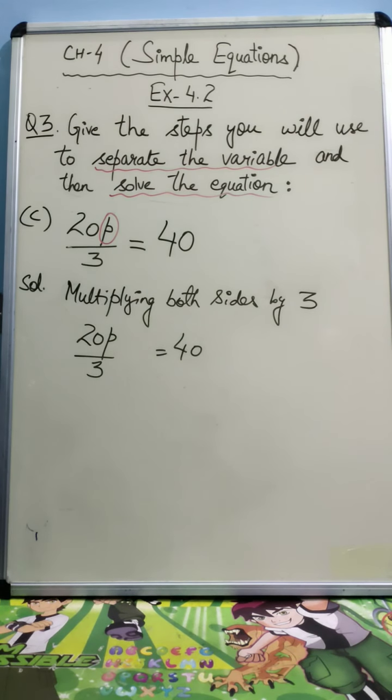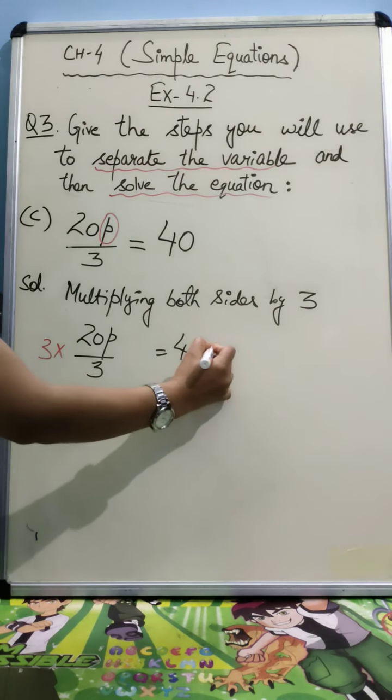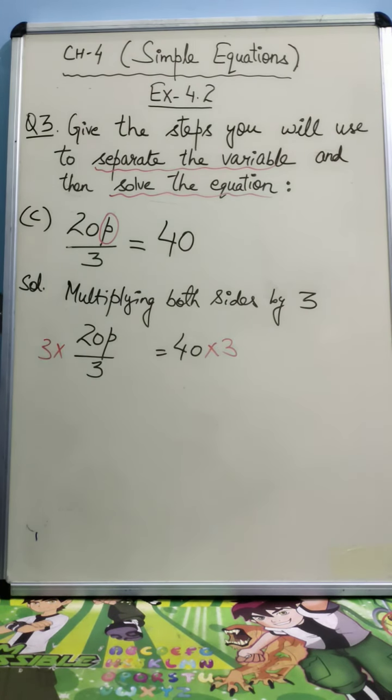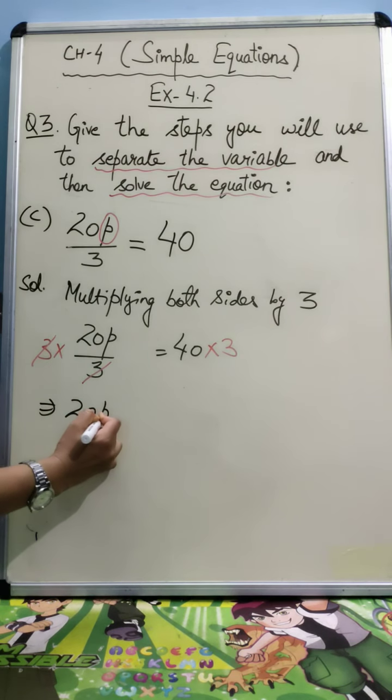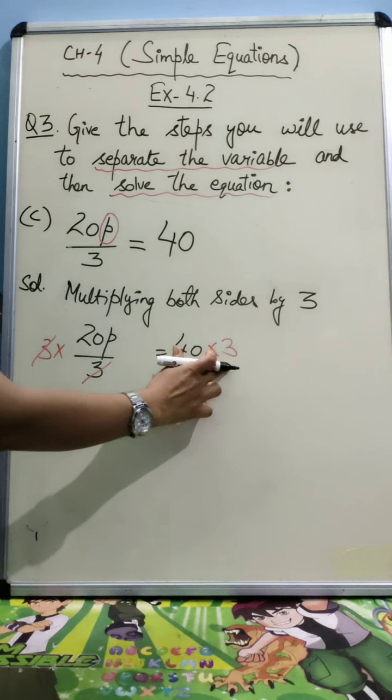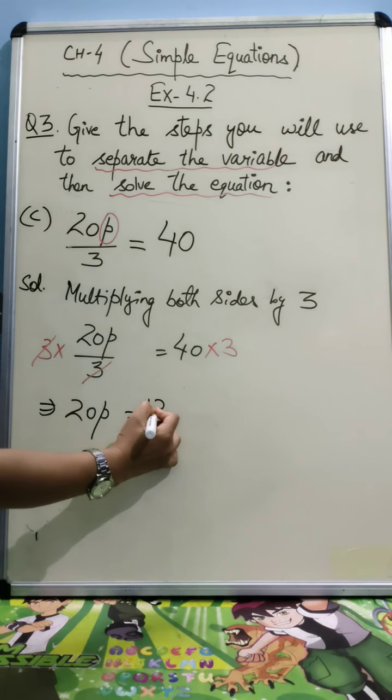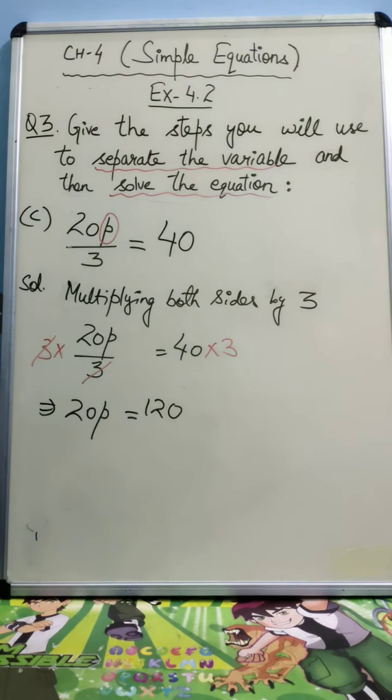So we have to multiply both sides by 3. So we will multiply it by 3, and here we will also multiply by 3. So now see, 3 and 3 will cancel. 1 is in numerator and 1 is in denominator, so we can cancel it. So what remains here in the LHS? Only 20p is there. So 20p we will write. And this is equal to 40 into 3, how much? 120. Okay.